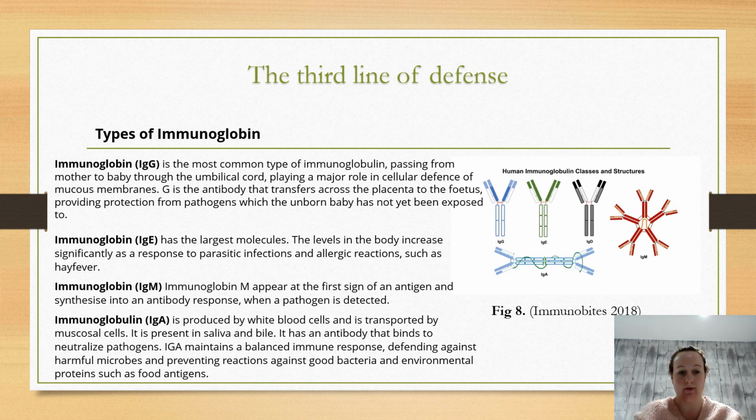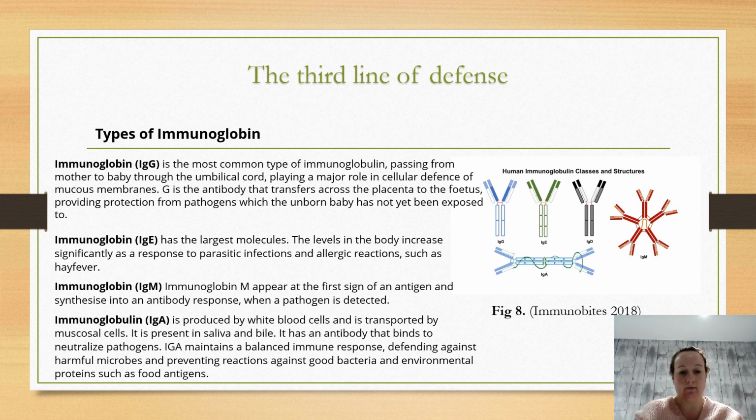The third line of defense, known as the adaptive immune response, destroys pathogens which have breached the barriers of the first line of defense. It also responds to each pathogen and forms immunological memory so cells recognize specific pathogens, allowing the body to respond to future infections.